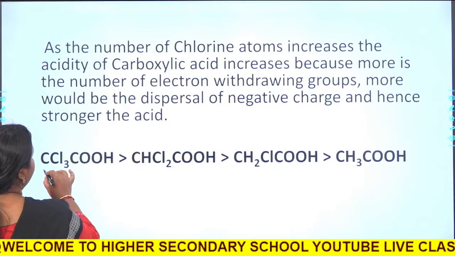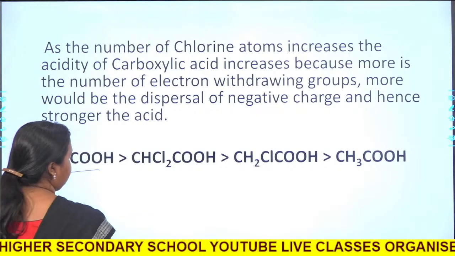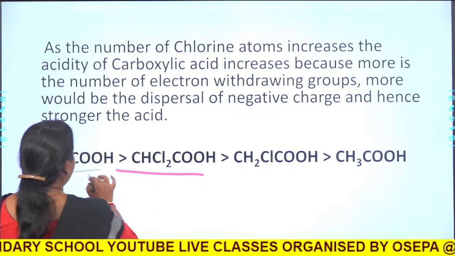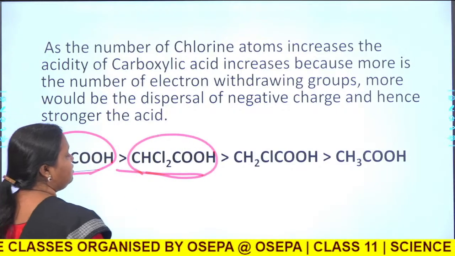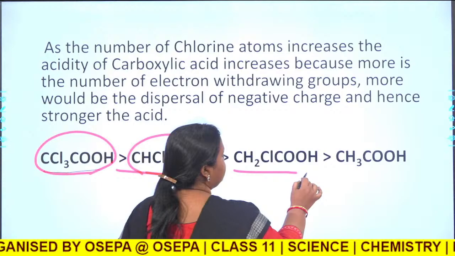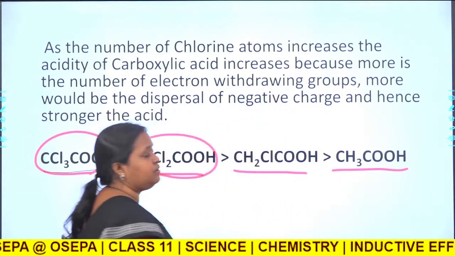This is the acidity order: CCl3 trichloroacetic acid, dichloroacetic acid, monochloroacetic acid and acetic acid.